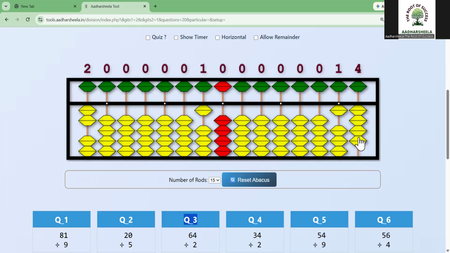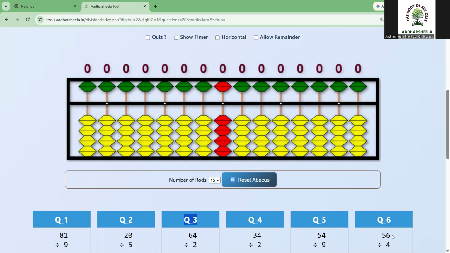So 2 sevens are 14. So that's a ones place. I'll just subtract 14 from here, and here we don't have any remainder. And here is the quotient, and that was the divisor. So we got the answer 17. I hope you understood.